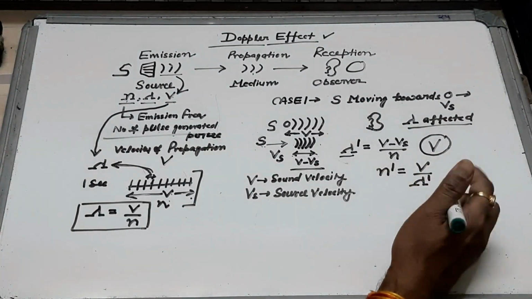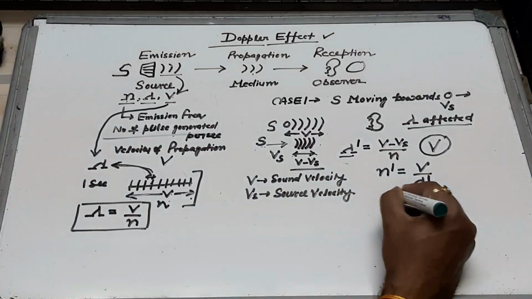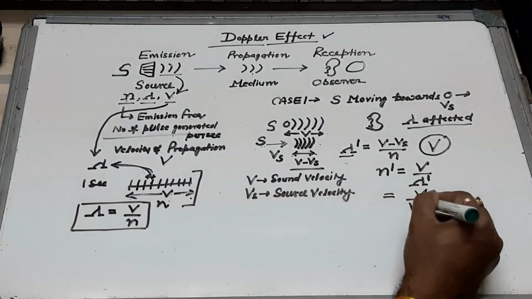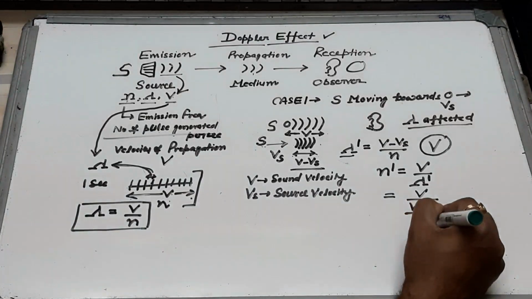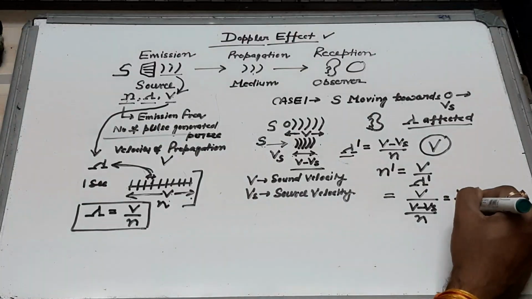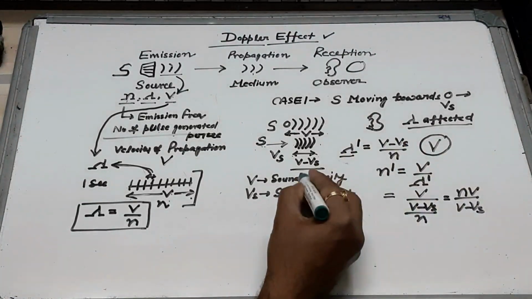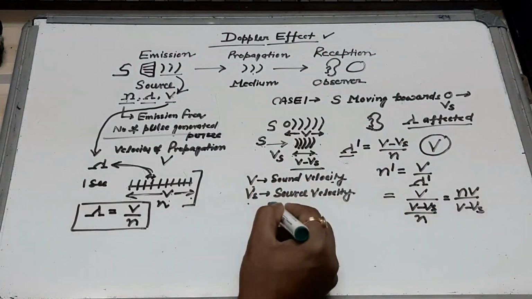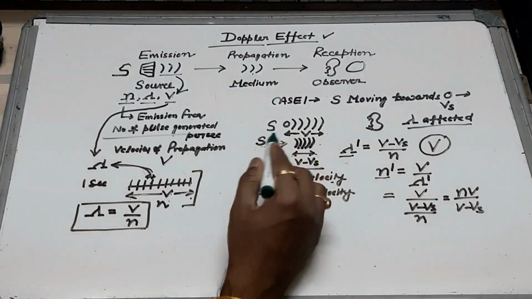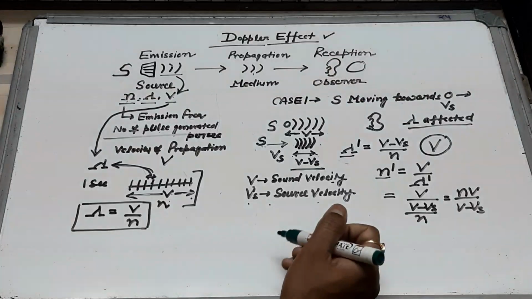Now if you put here, what you will get? You will get v by lambda dash, v minus vs divided by n, and that is equal to nv divided by v minus vs, where v is the sound velocity and vs is the source velocity. So this is the effective frequency change when source moves towards the observer.